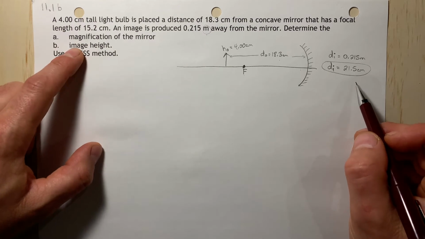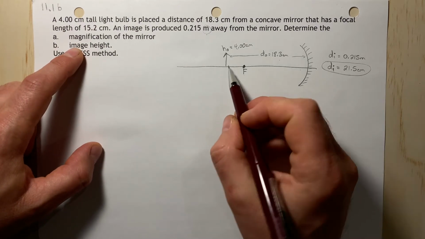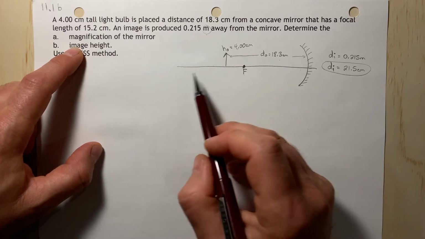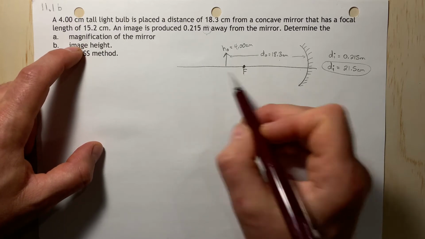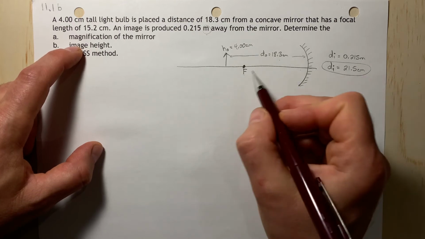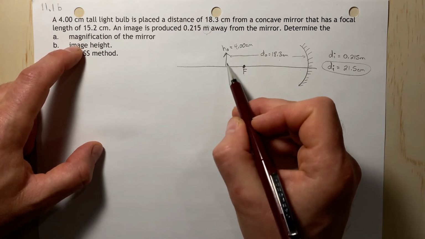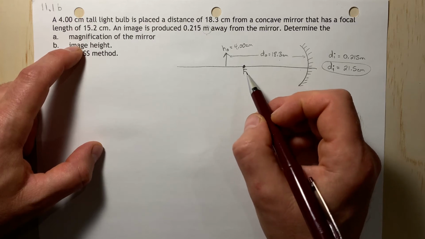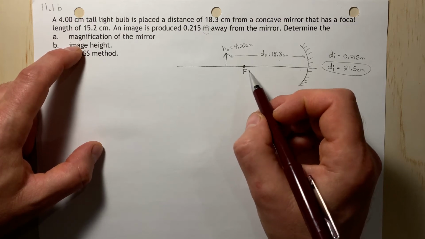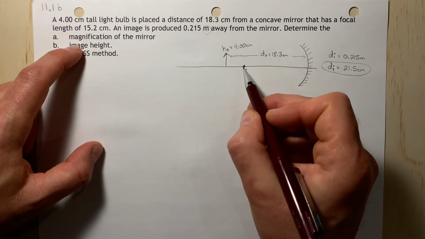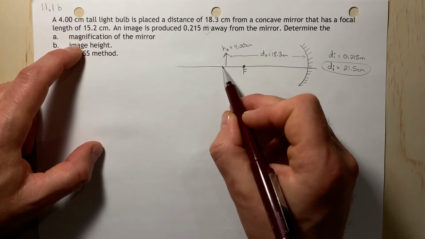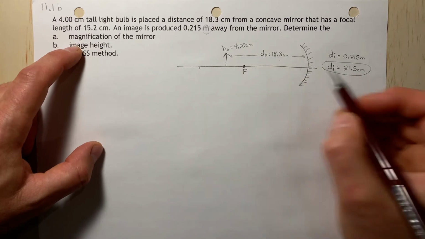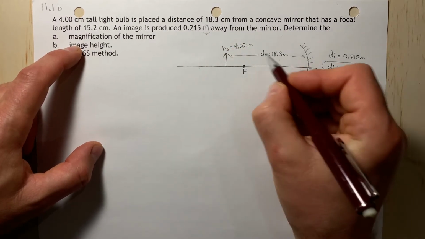We're asked to determine the magnification of the mirror. One other quick thing is this. If this image is produced further away, like it is here, this must be a real image because of where the object is compared to the focal length. Again, this is on page 421, that chart that we just walked through. If the object is close to the focal length but outside of it, that means the image is going to be over here somewhere. It's going to be further away, as we see here, further away than this 18.